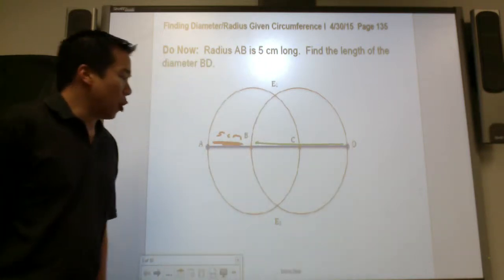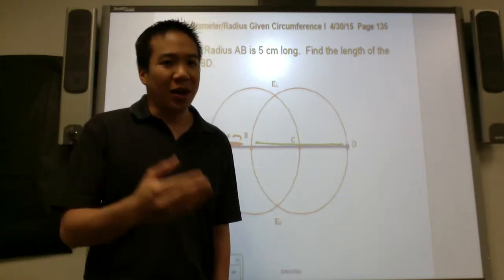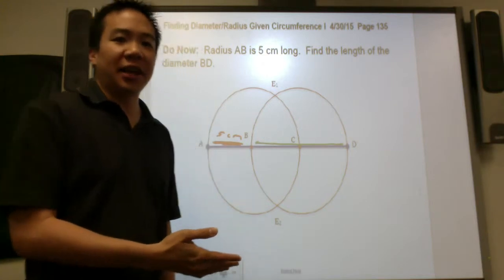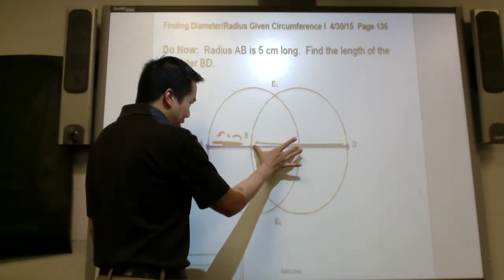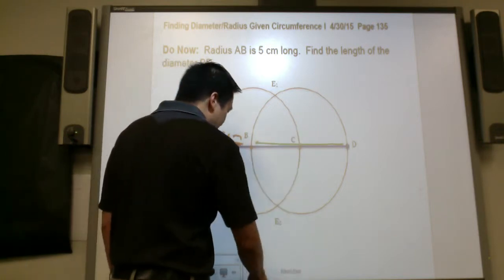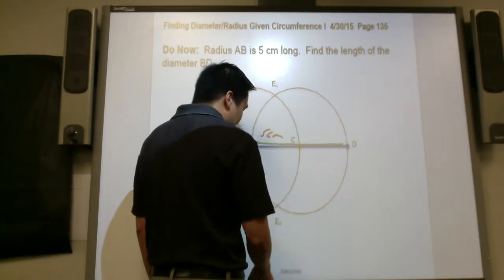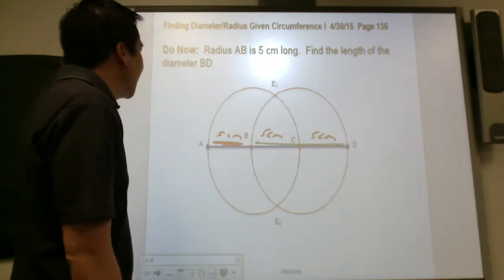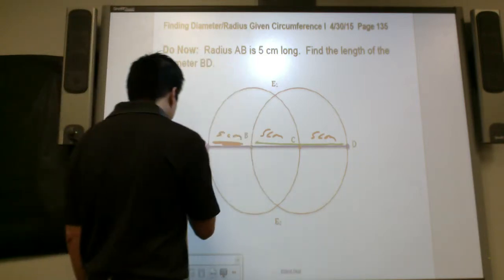All right, so what do you know about this? Well, 2 radii make a diameter. So radius is half of a diameter. Our diameter is double the length of a radius. So if this is the radius, then this is a radius. If this is 5 centimeters, then this must be 5 centimeters. So the length from B to D is 10 centimeters.